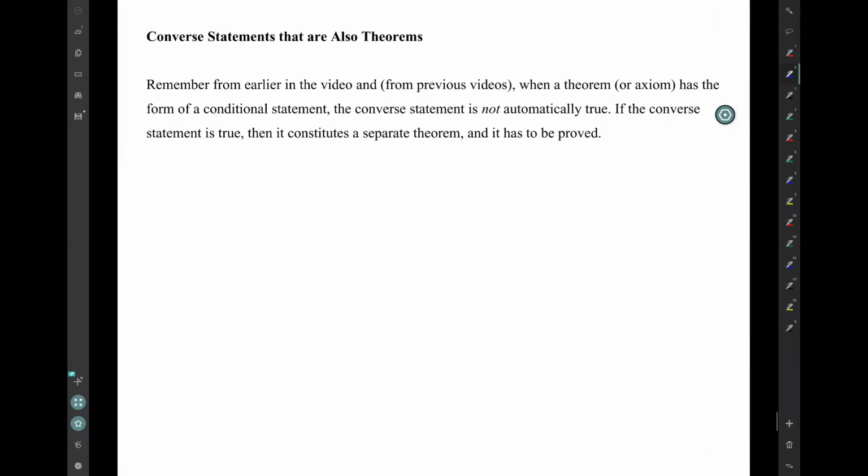Now I want to talk a little bit about converse statements that are also theorems. Now remember from earlier in the video and from previous videos that when a theorem or axiom has the form of a conditional statement, the converse statement is not automatically true. If the converse statement is true, then it constitutes a separate theorem, and it has to be proved.